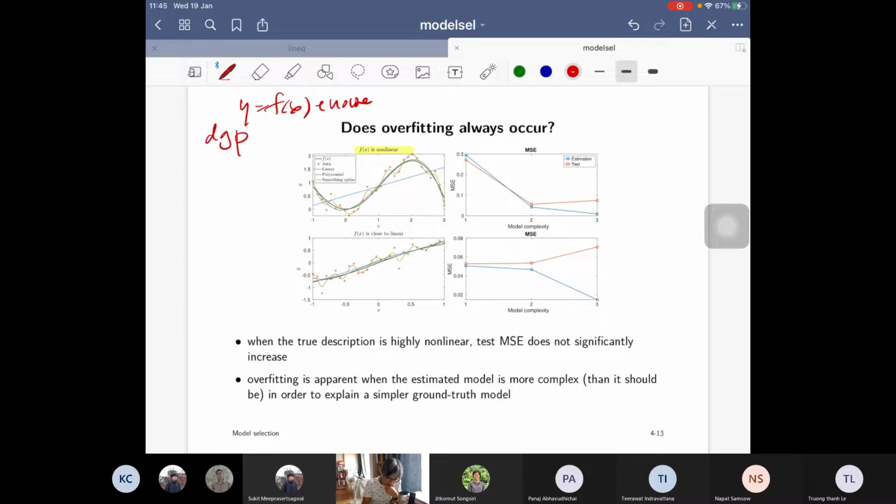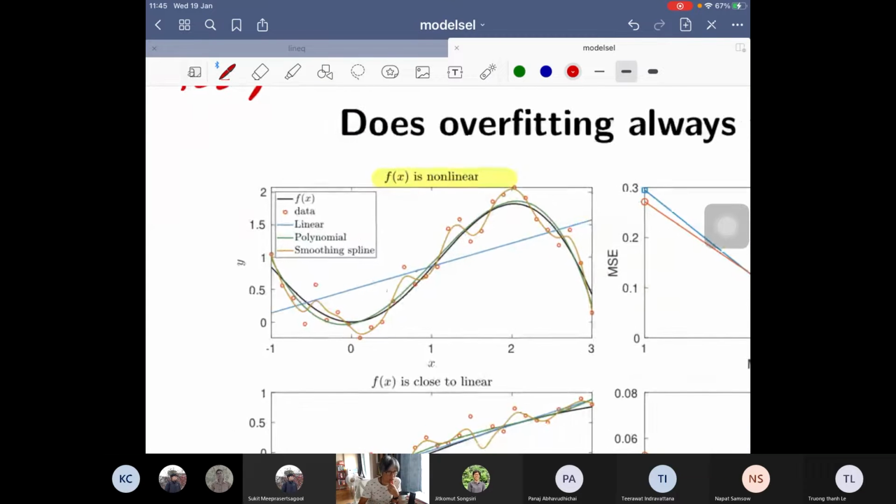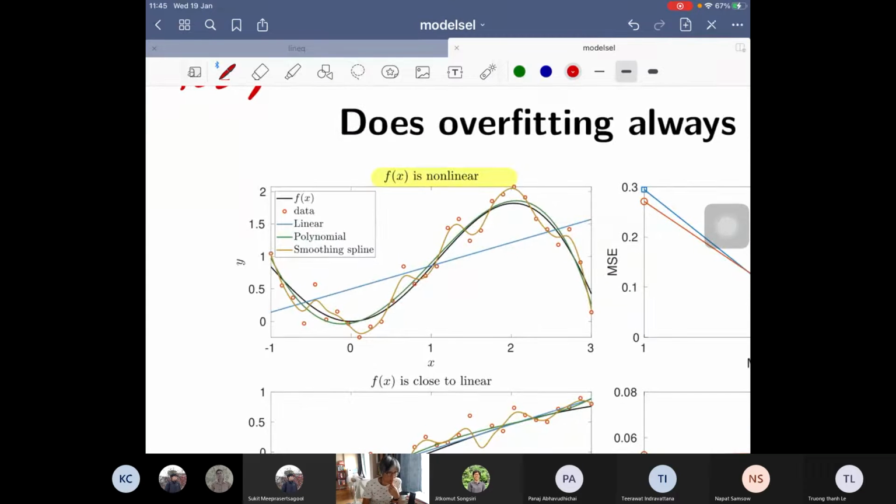Okay, and we do the same. Now I'm gonna zoom in. The orange points are the data points, and we use models from simple linear to smoothing spline. The smoothing spline is supposed to be complex. All right, what do we see? In terms of fitting, which model fits worst?